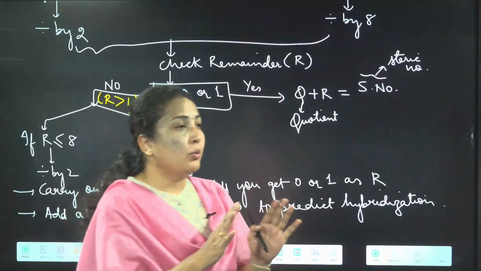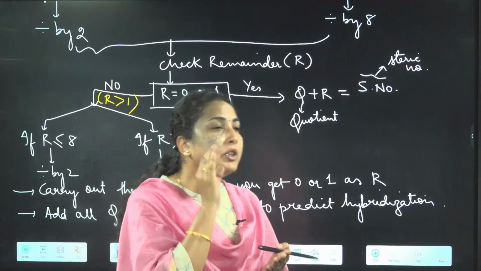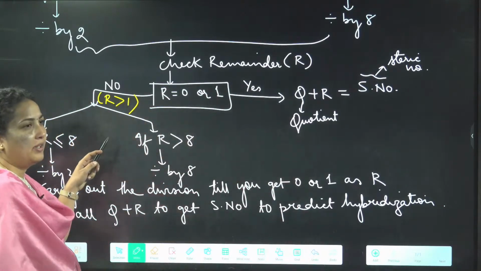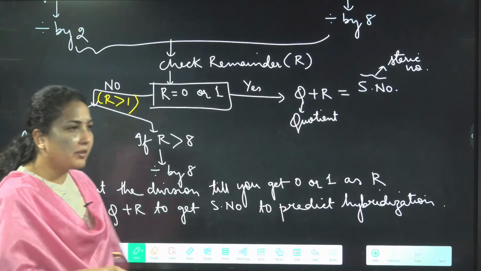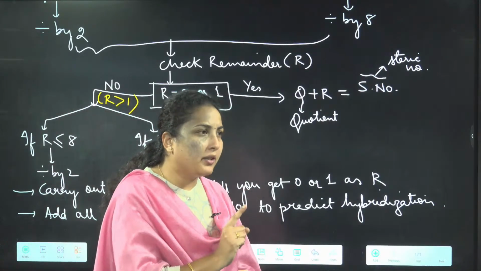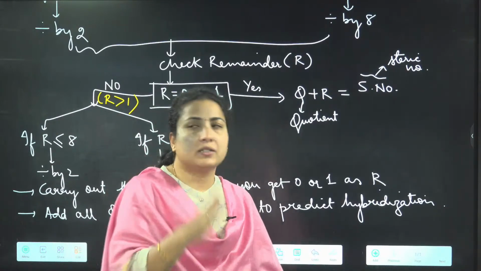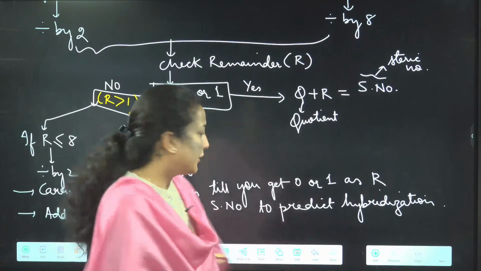Okay. Now, it could be a possibility that you didn't get the remainder as 0 or 1. You might get greater than 1. Then again you apply this condition. Is that remainder less than or equal to 8? If yes, please divide it by 2. If it is greater than 8, please divide it by 8. Getting it? Now, let us see few simple examples, then you will understand.